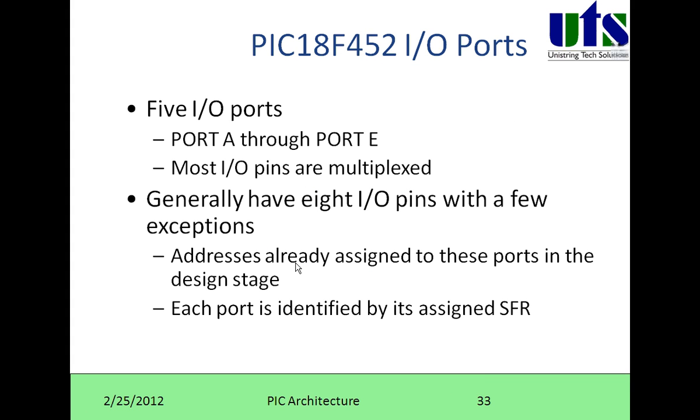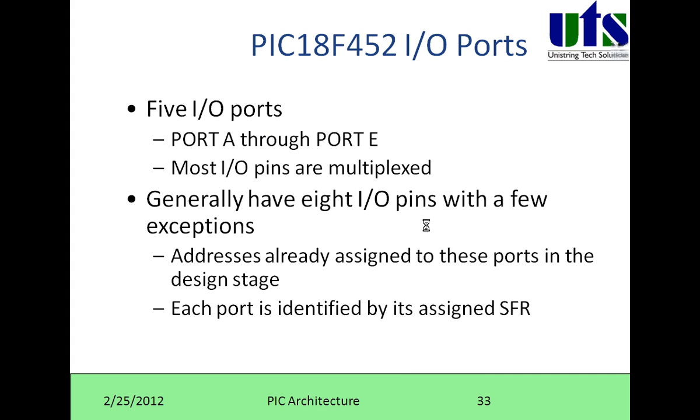So how do we access the input output ports? Basically there are 5 ports: port A, port B, port C, port D, port E. All the pins are multiplexed. All the pins are addressed directly by using registers, which we will see in the next slide. Each port has 8 input outputs. Basically ports B, C, D all have 8 pins, as I told you.